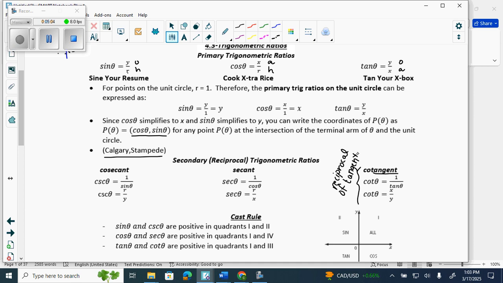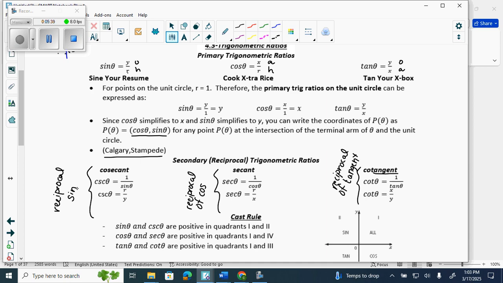So C's and S's don't go together. Secant goes with cos, and cosecant goes with sine. So secant is the reciprocal of cos, and cosecant is the reciprocal of sine. And if you forget, your formula sheet shows it as 1 over sine, correct? Like on the very top right, you guys can see that.